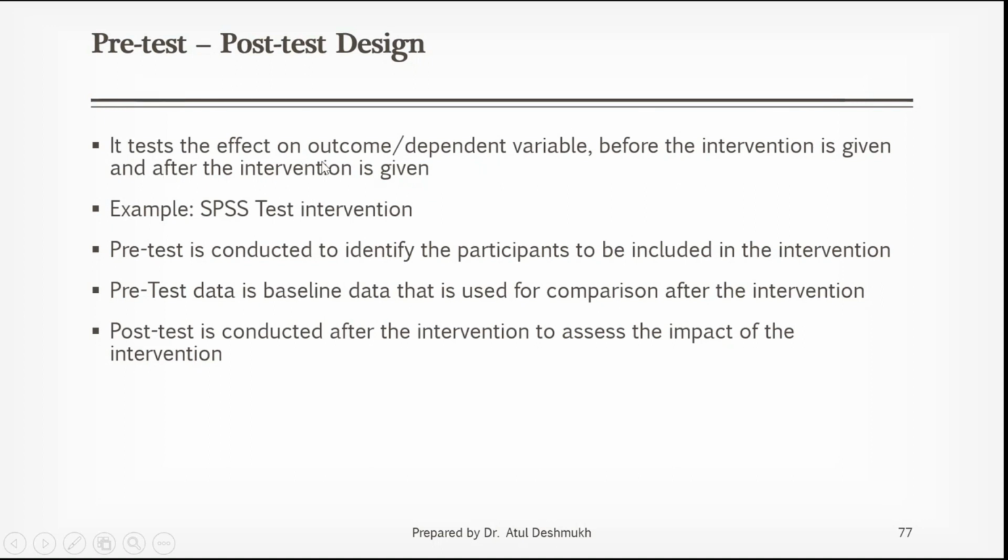It tests the effect on the outcome or dependent variable before the intervention is given and after the intervention is given. Just now I gave you an example of the SPSS test intervention. Now, a pre-test is conducted to identify the participants to be included in the intervention. So what I did, out of 40 participants, those 20 who are good at variables, I selected them for this SPSS test intervention.